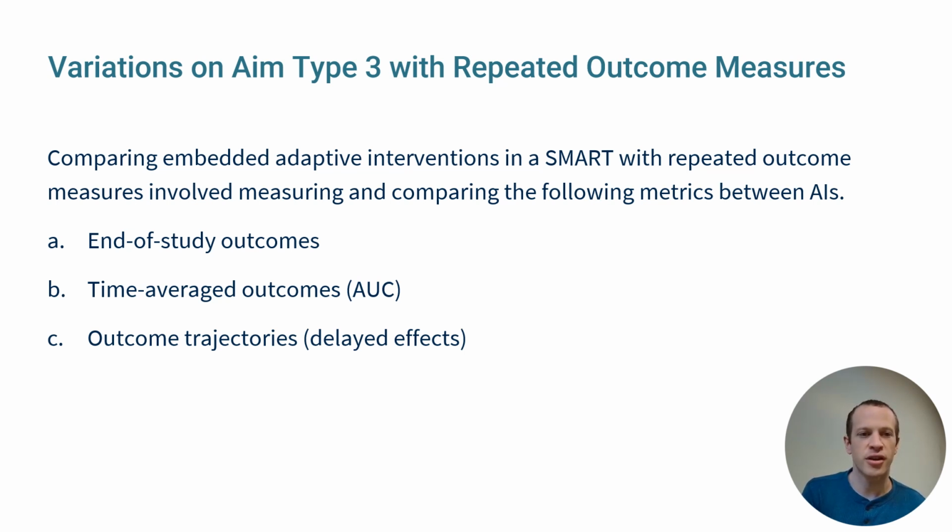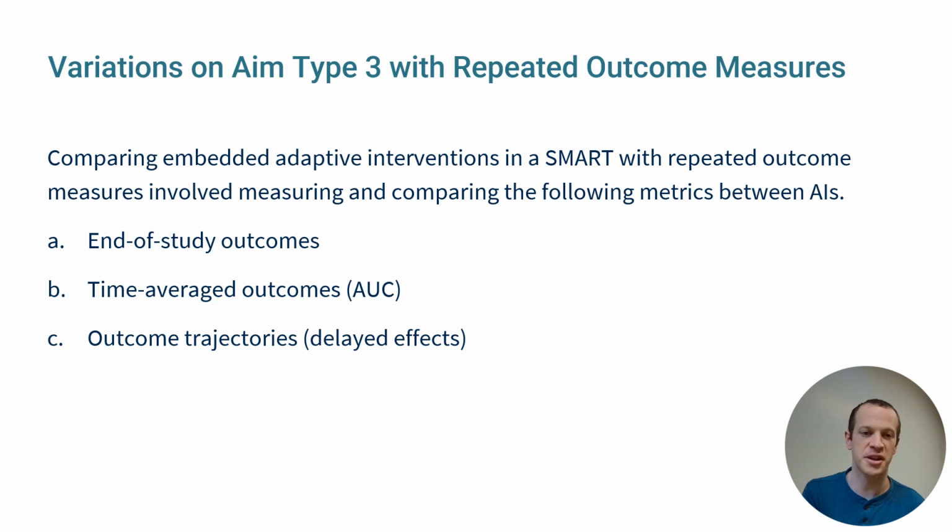All right, so really there are, I would say, 3 variations of aim type 3 when you have repeated outcome measures. You can still look at end of study outcomes. We'll talk about why you might still want to do that and the special things that you can do with repeated outcome measures.